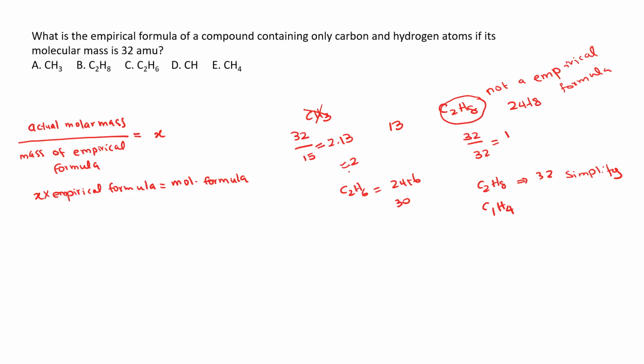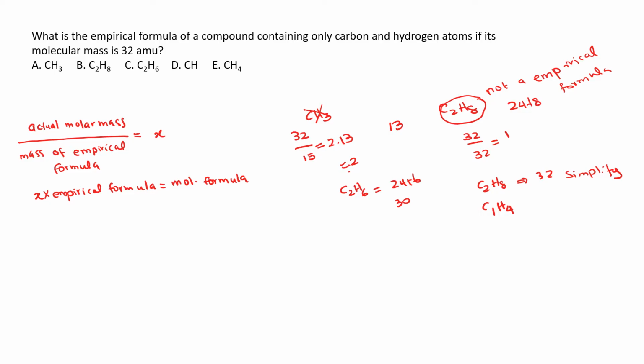At first glance, you will understand this is not an empirical formula, because an empirical formula is the simplest representation of an actual formula, and this is C2H8. If you can see, this can be further divided into CH4. Let's go with C2H8 because this is what we are given. So the actual formula mass is 32. The C2H8 has a mass of 32, and the ratio is 1.